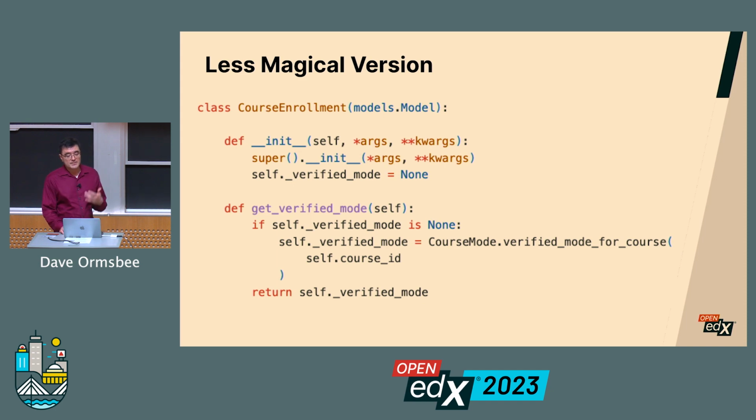So here we have the _verified_mode as our cache variable. And we initialize it to None in the constructor. And then we check if it's None in this get_verified_mode method that we have. And if it's still in an uncached state, we do the hard work, and then we return the cache variable.